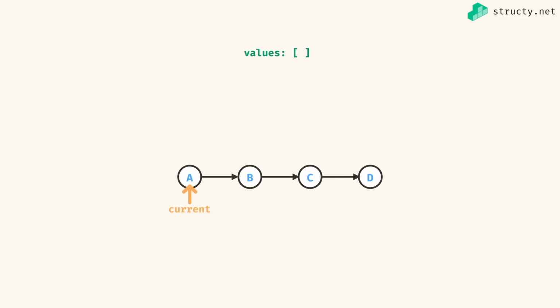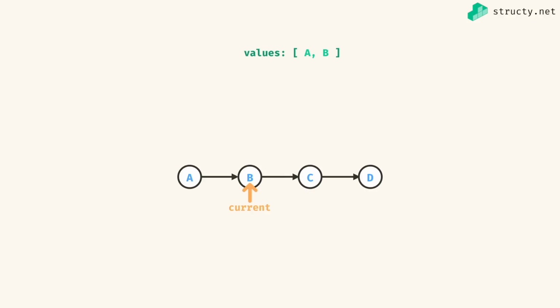So I'm going to set my current equal to the head. And what I can do off the bat is just check current's value and add it to my running collection. So I have the A value inside of values now. And since I have access to the current node, I know that if I access its next property, I would have access to the next node, B. So what I can do is set current equal to current.next, basically just moving my pointer to the next node like this. Same thing as before, I can add my current value into the collection.